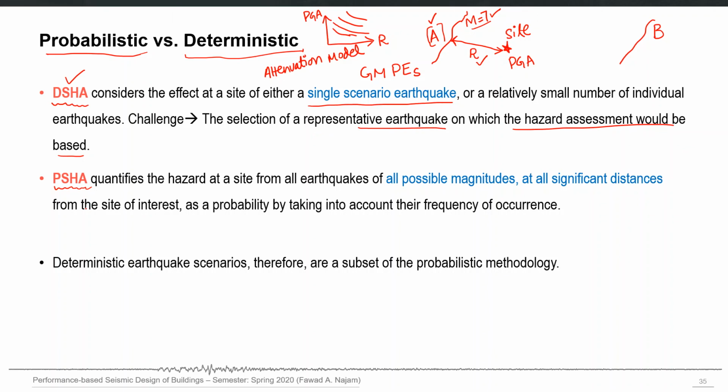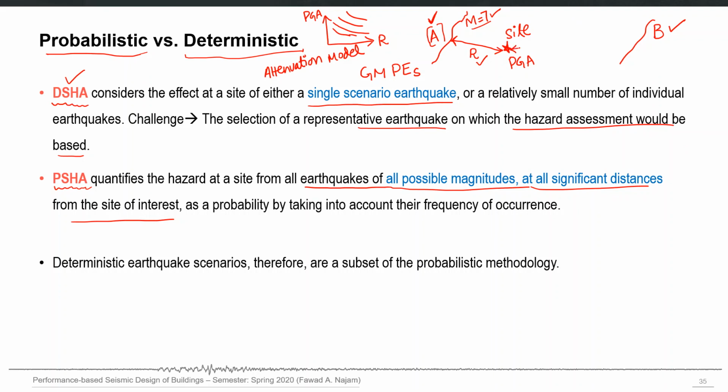In PSHA, on the other hand, we quantify the hazard at a site from all earthquakes of all possible magnitudes at all significant distances from the site of interest. So in PSHA, we will be considering the possibility of having an earthquake from fault A as well as from fault B. We will explicitly take into account the occurrence rates of earthquakes, or the seismic potential, of both faults A and B.